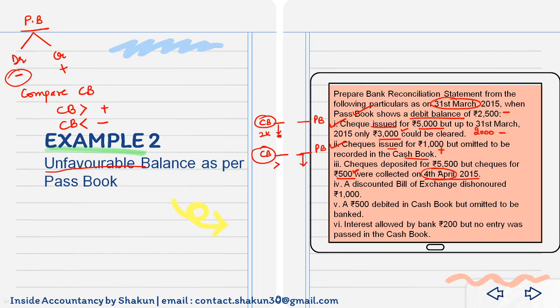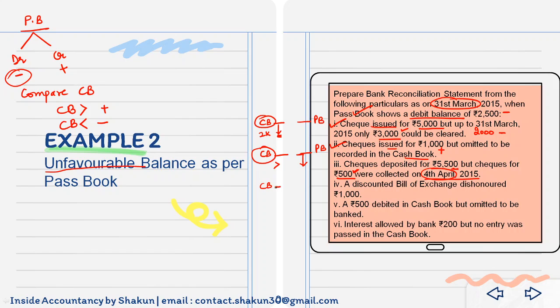Since he is not saying anything about the remaining 5,000, obviously that means that by 31st of March, out of 5,500, checks for 5,000 must have been collected. Because he is not mentioning it, we'll assume that. He is only mentioning this 500 which was collected on 4th. So on 31st, this 500 check was not collected.